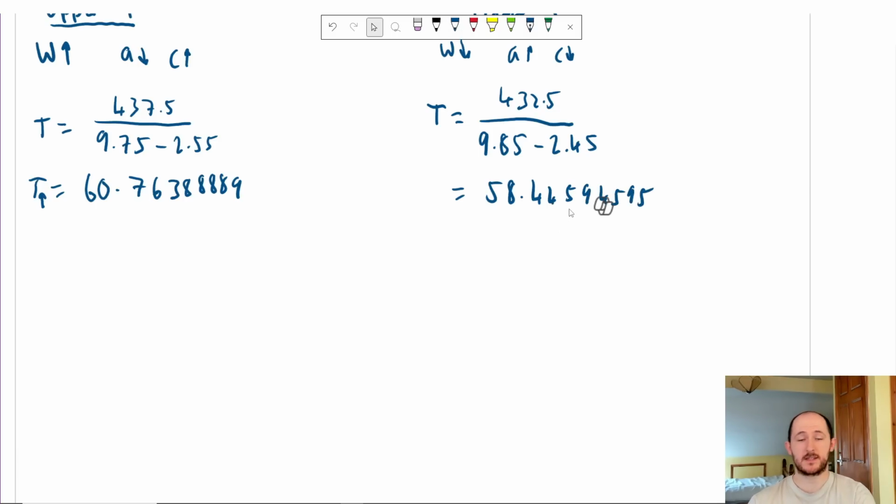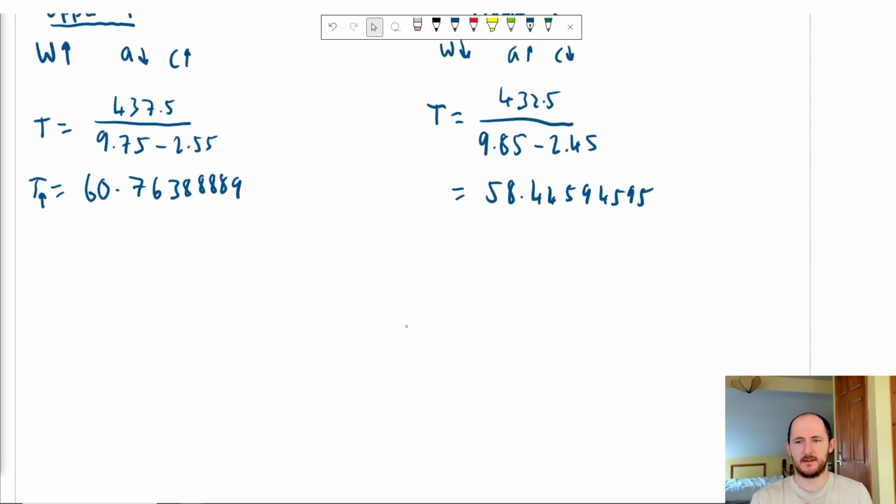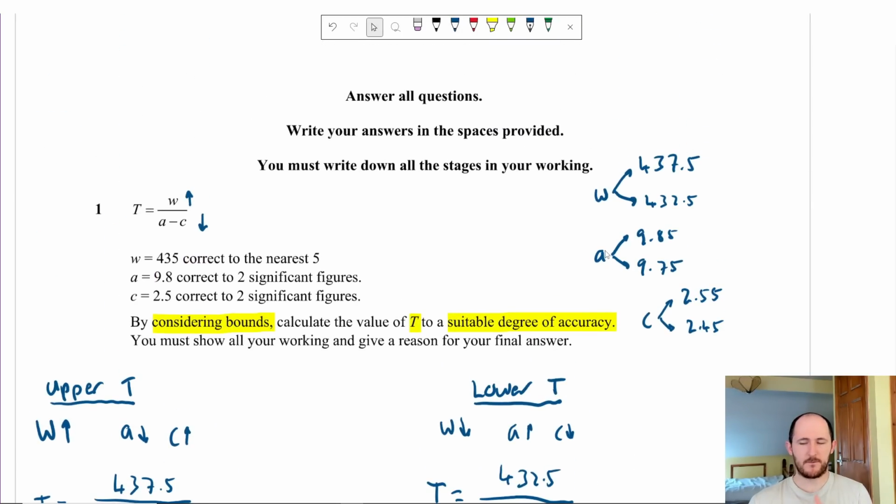Now, that's 3 out of 5. The question is, how do we get the last two? Well, we haven't actually found T to a suitable degree of accuracy. So what does that mean? I've got the upper and lower limit for T. Now, if you notice, whenever I do, for example, A, I can round that to two significant figures and get 9.8. Right? That's the whole point, because we have the upper and lower bound, and then when we round it, we get the value in the middle.